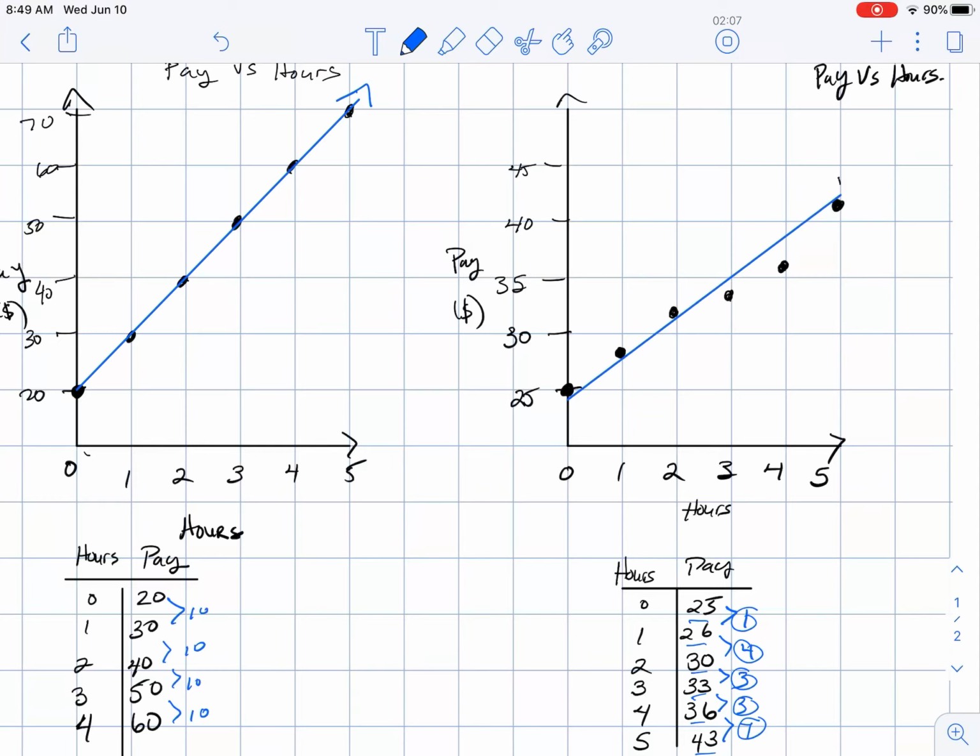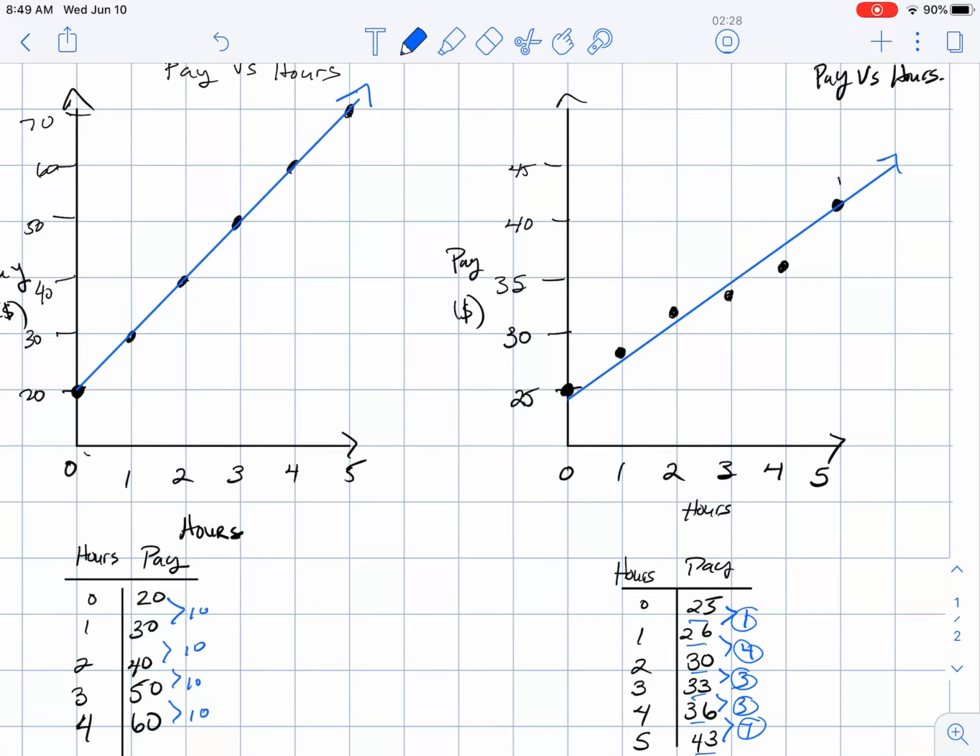So if I were to do this, that would be a pretty good line of best fit. I try to go through as many points as I can. See, I hit this one. And I try to have the same amount of points above and below.